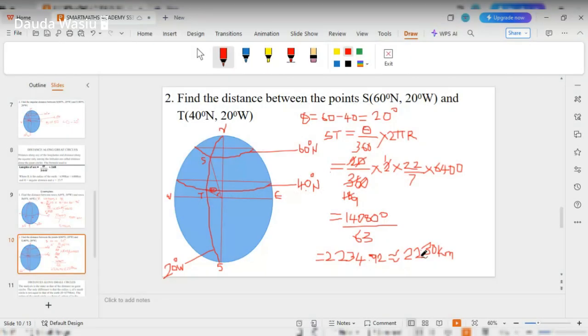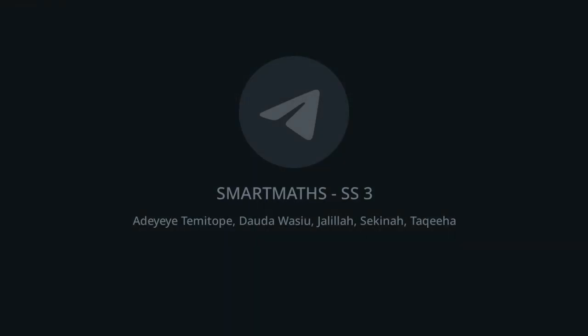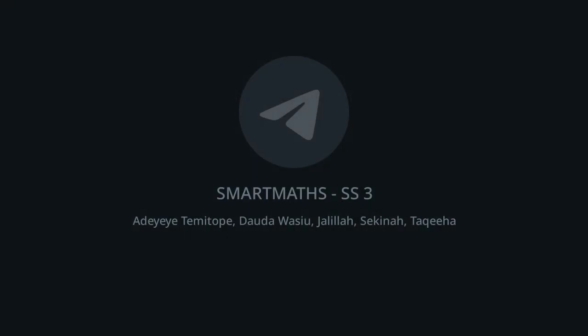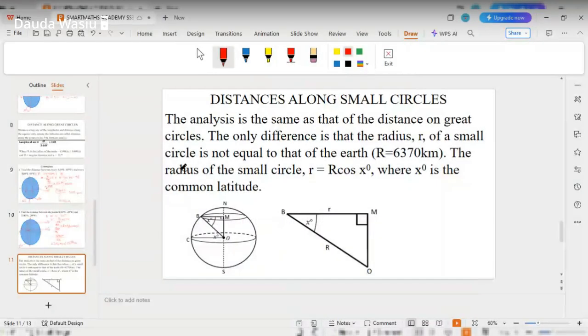Now, let's try, if you still have time. I want us to finish this because of the weekly test question. So let's move to the next slide. In the next slide, we don't have too much. It's just a similar question like this. So now, distance along small circle.